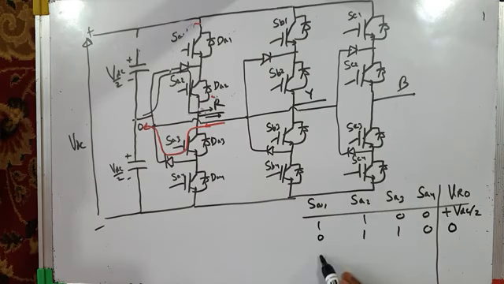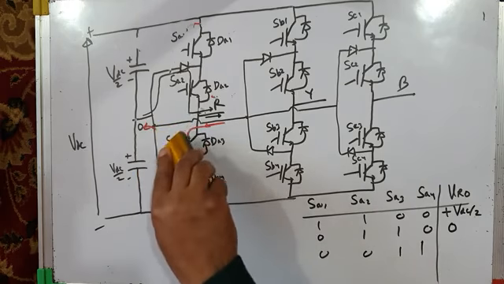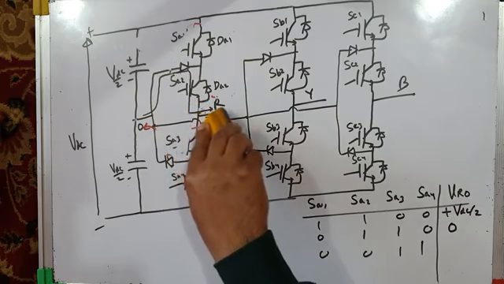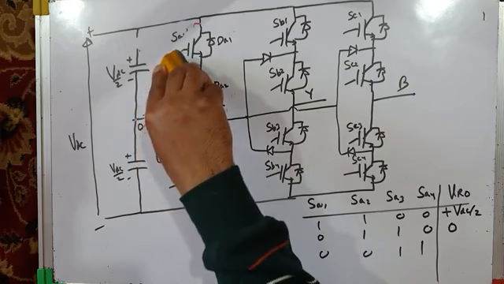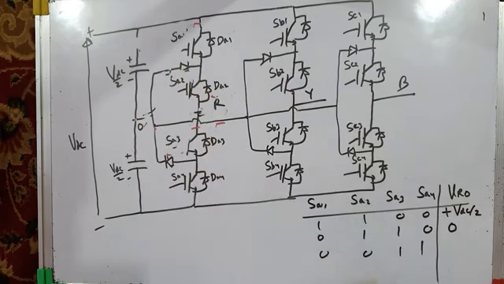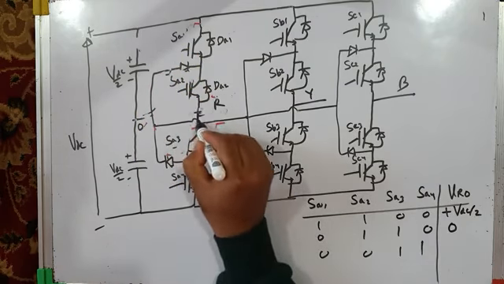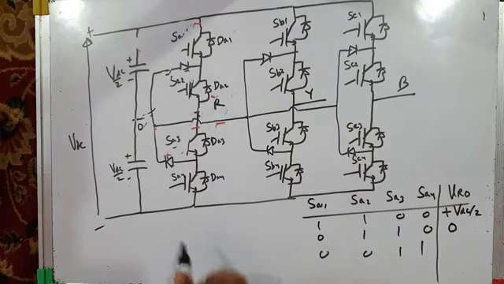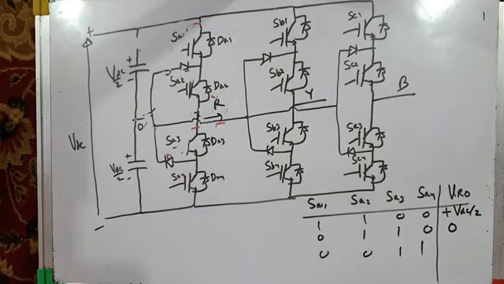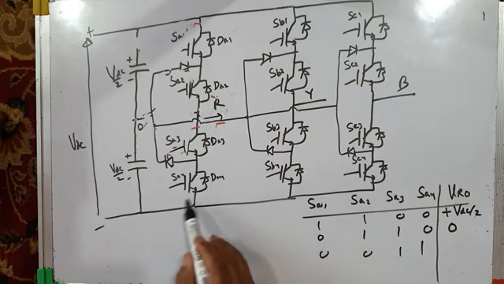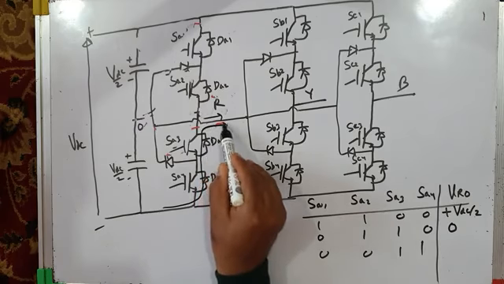Now the third switching state may be 0 0 1 1. For 0 0 1 1, I will have to again erase these current directions. Okay, fine. So that means SA3 and SA4 have high gating pulses. Now again the direction of current may be like this. If the direction of current is like this, then these diodes, DA3 and DA4, will conduct the current like this.